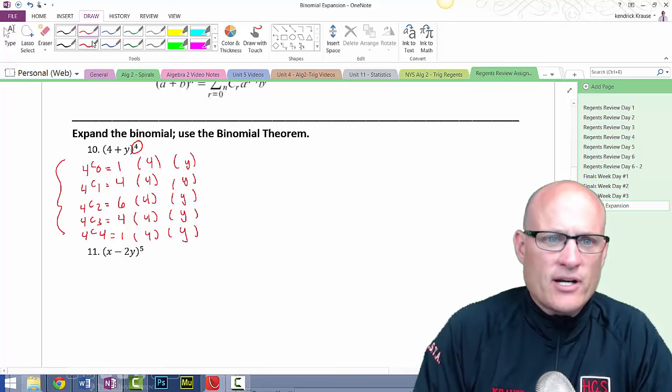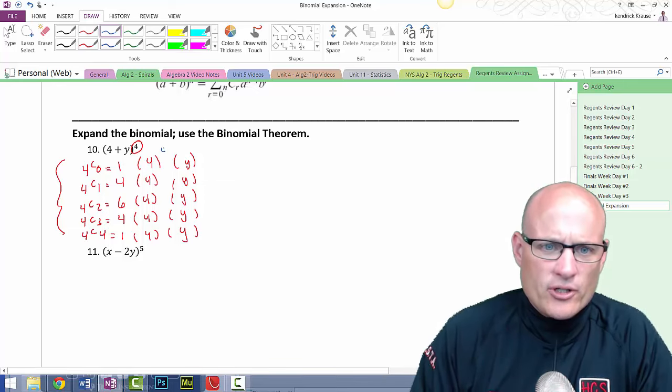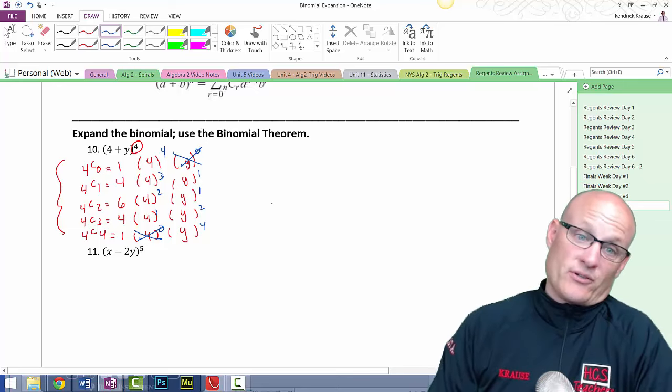Now the exponents are kind of tricky. Not really. You start high and go low. So you're going to go 4, 3, 2, 1, 0. Start low and go high. 0, 1, 2, 3, 4. Now the cool thing is anything to the 0 power is just 1, so we get rid of those. Those are kind of just placeholders for us.